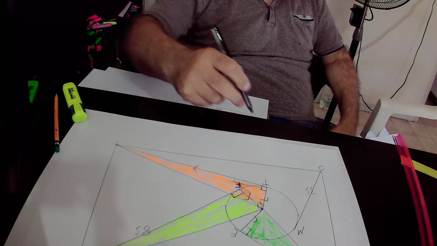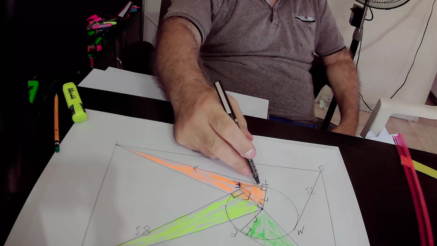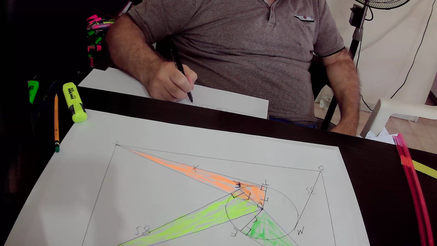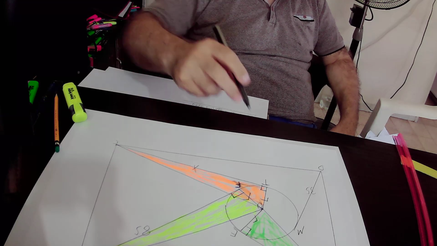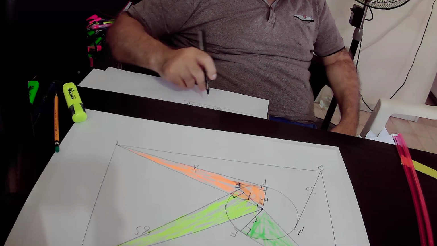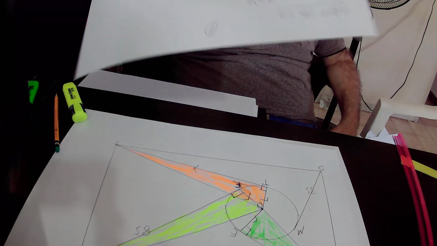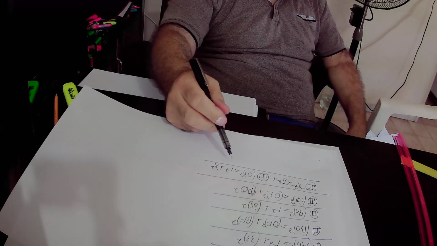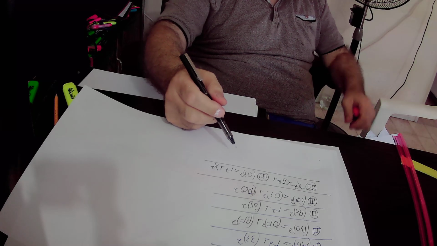So CO squared equals OT squared. OT is R, therefore OT squared is R squared plus TC squared. TC is X, therefore TC squared is X squared. So in conclusion, we found out that according to the Pythagoras theorem in the orange triangle, CO squared equals R squared plus X squared.